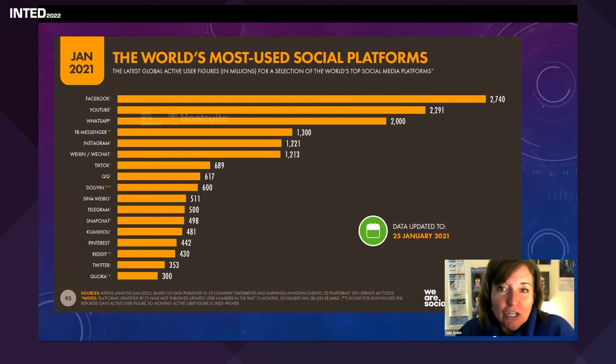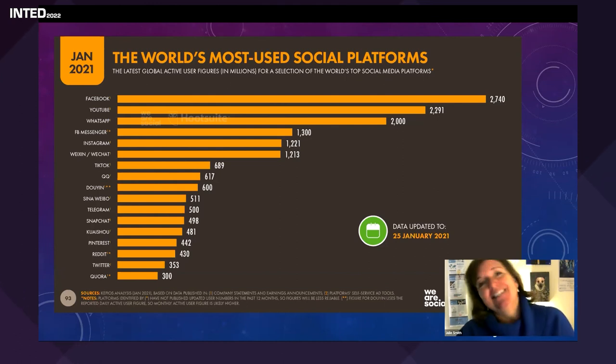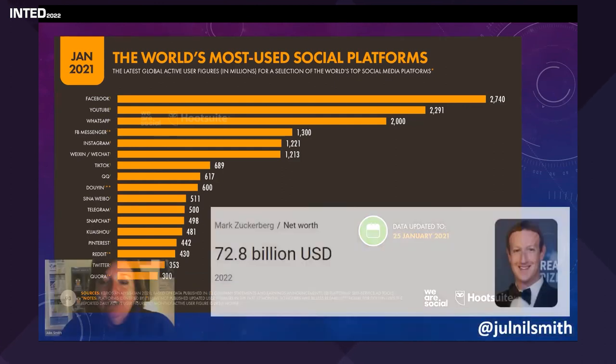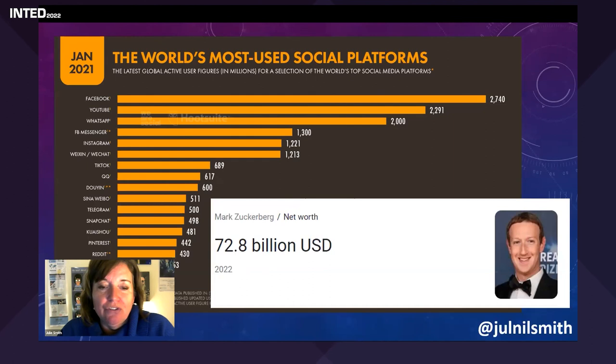And I'm going to pick on Mark Zuckerberg here for a minute. If you look at the world's most used social platforms, Mark Zuckerberg has four of the top five. Facebook, of course, owns WhatsApp and Instagram, and obviously Facebook Messenger. And YouTube, of course, is owned by Google. 500 hours of content are uploaded every minute to YouTube. YouTube streams more music than Apple, Spotify, and Pandora put together. So YouTube is a behemoth, but nothing can top Facebook. And that is his net worth as of last week. Everything is a commercial decision.